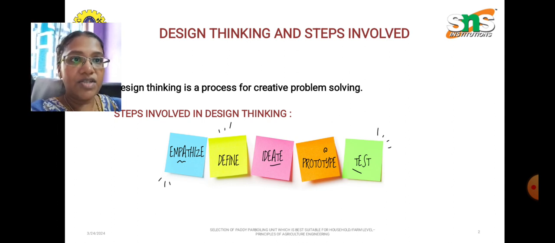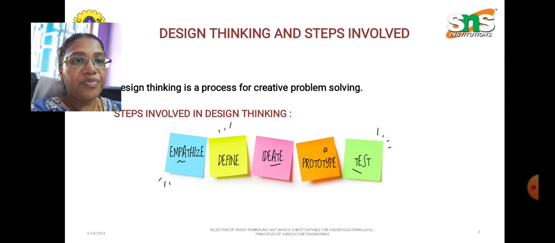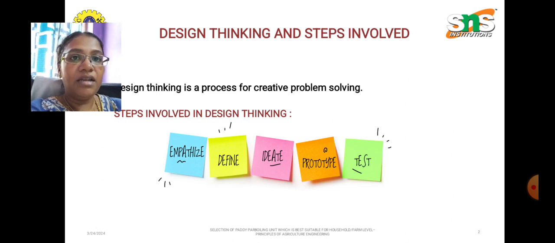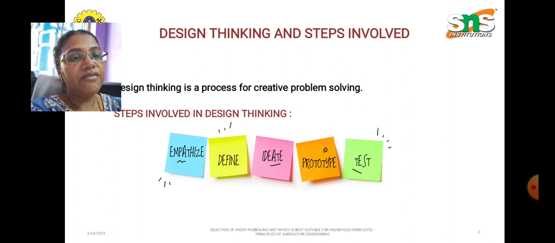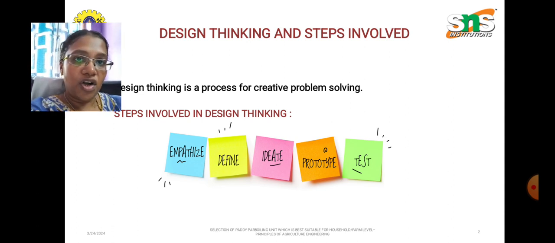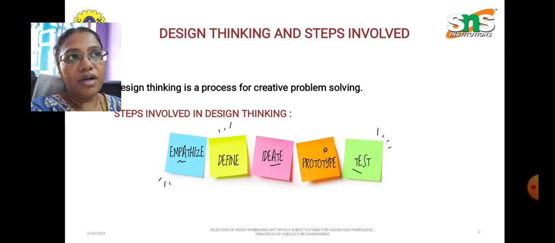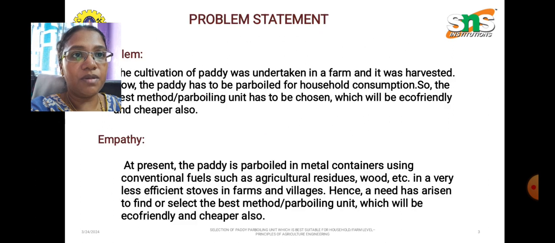It is a creative method of problem solving which involves five crucial steps: empathize with the problem, define the problem identified, then ideate from the identified problem, then create a prototype, and testing is done, in order to get ideas for the solution to the problems.